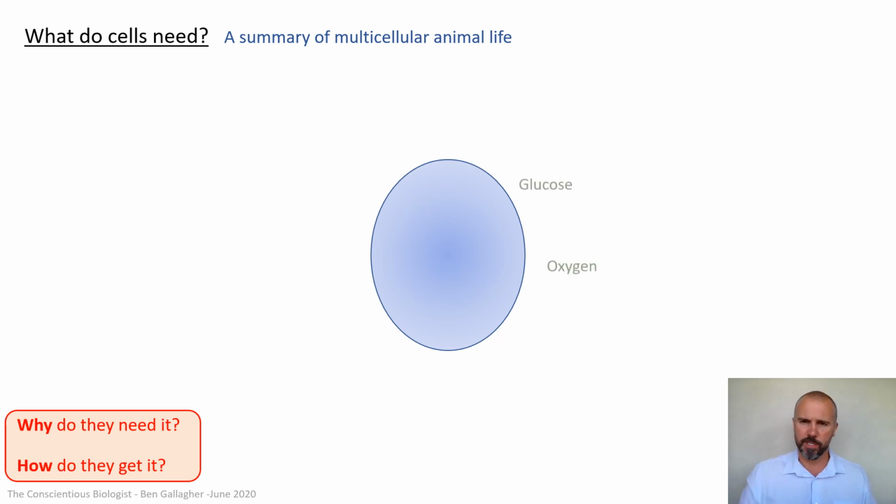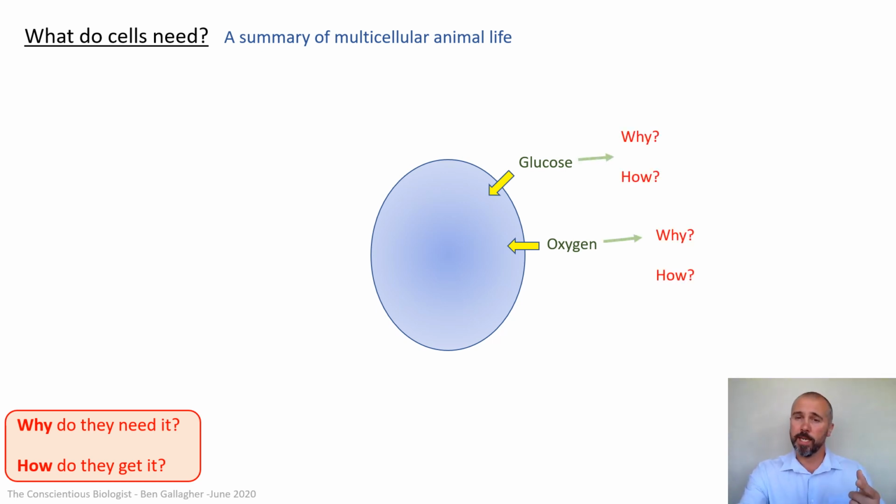So let's start with the obvious ones, okay? Glucose and oxygen, they need those for respiration. It's one of those vital key processes. So for both of those, let's think about why do they need it? It's from that box over there. And how do they get it? Well, both of those we know. For the why, it's respiration to get energy.